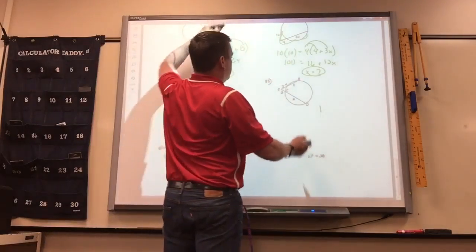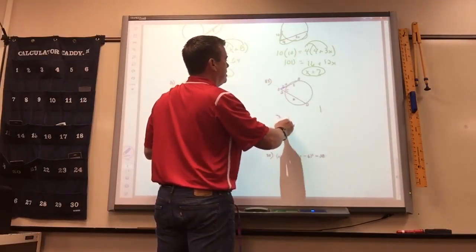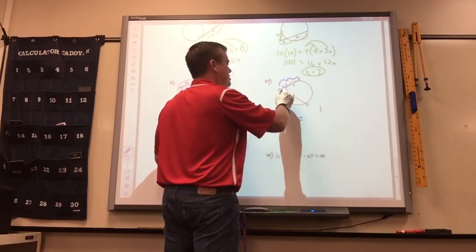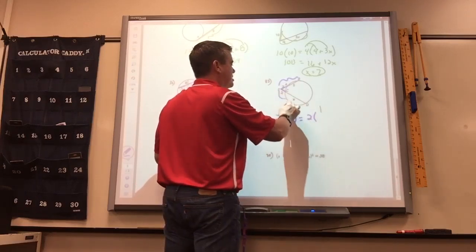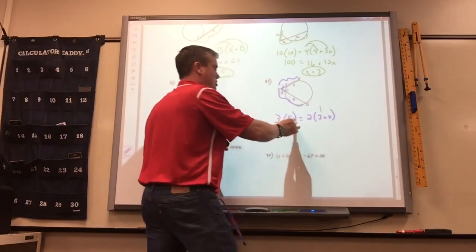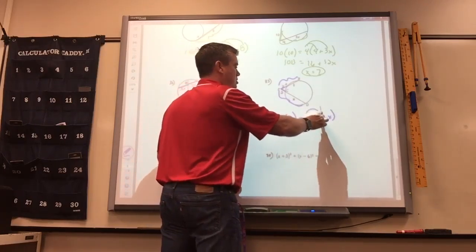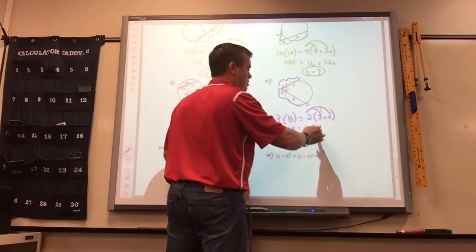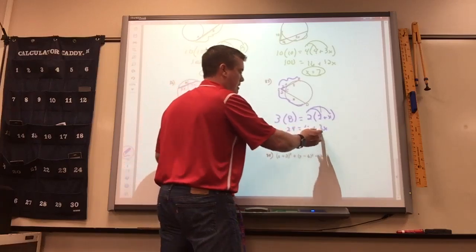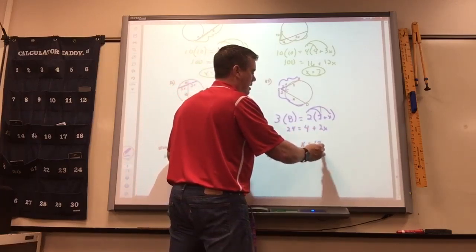Here, it's just like these up here. It's the outside times the entire length, 3 and 5 is 8, equals the outside times the entire length, which is 2 plus x. So this is 24 equals 2 times 2, 2 times x is 2x. So we got to subtract 4, then divide by 2, and you get 10.